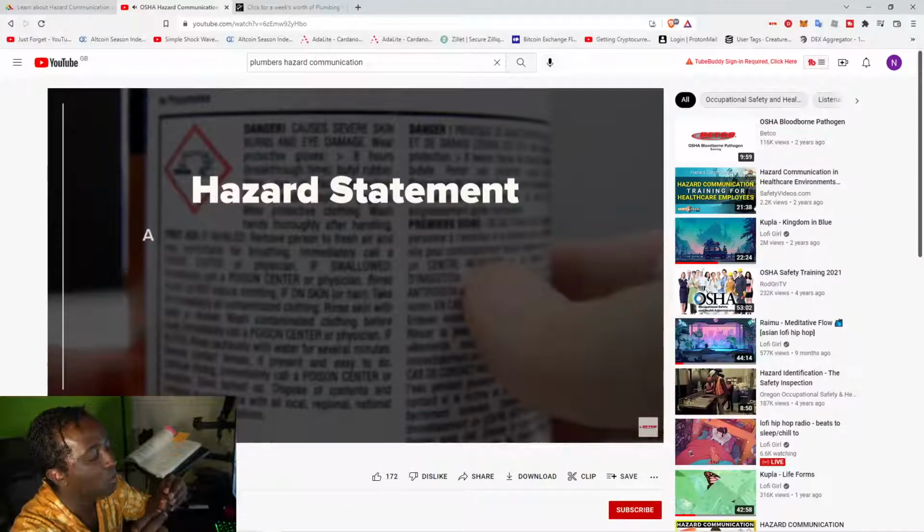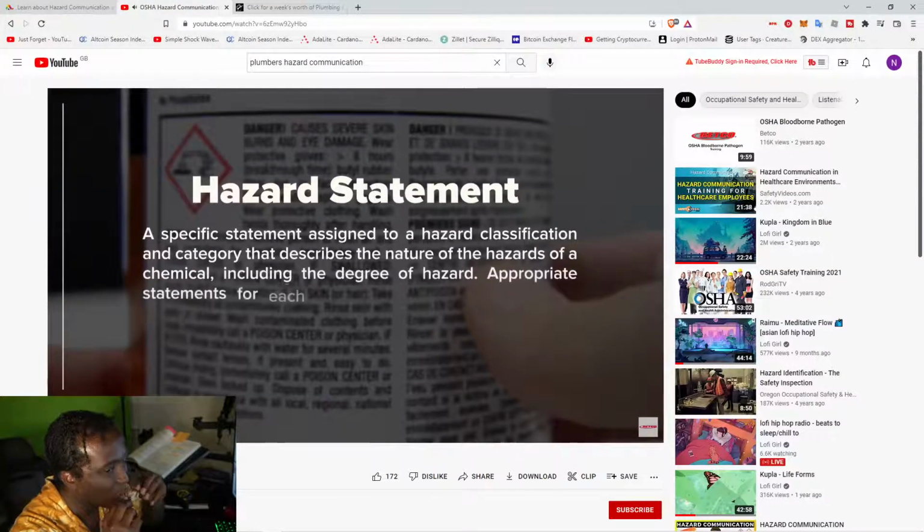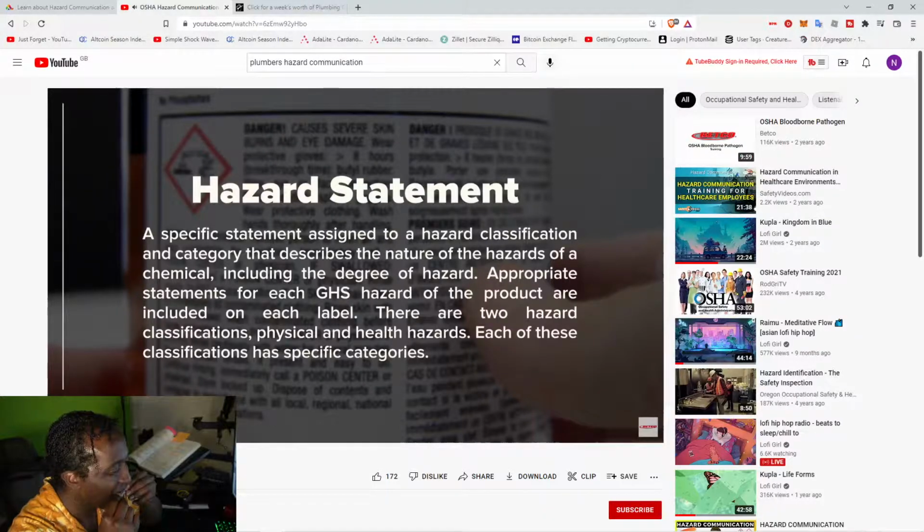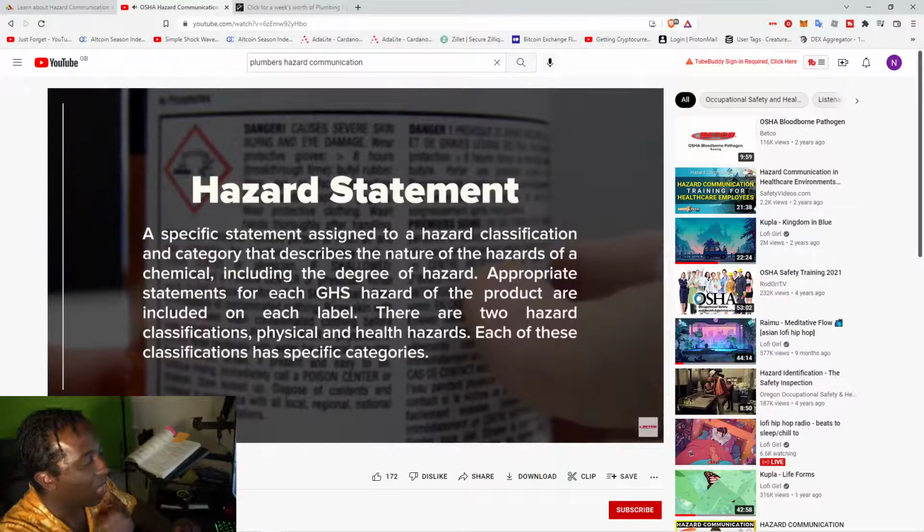Hazard statement. A specific statement assigned to a hazard classification and category that describes the nature of the hazards of a chemical, including the degree of hazard. Appropriate statements for each GHS hazard of the product are included on each label. There are two hazard classifications, physical and health hazards. Each of these classifications has specific categories.